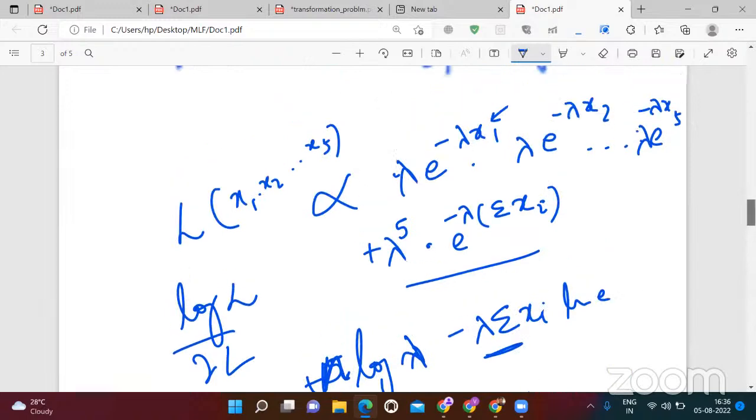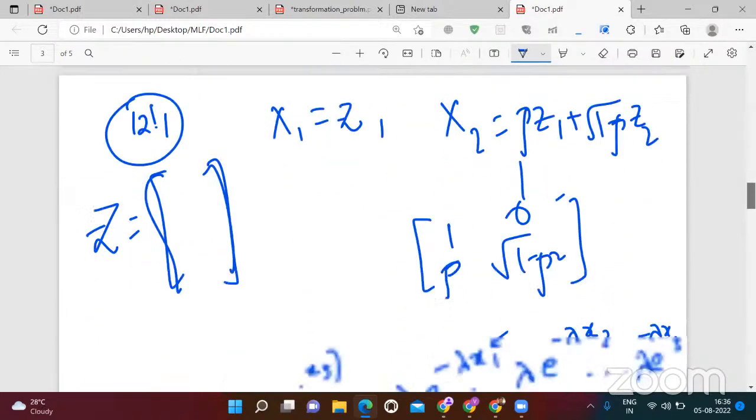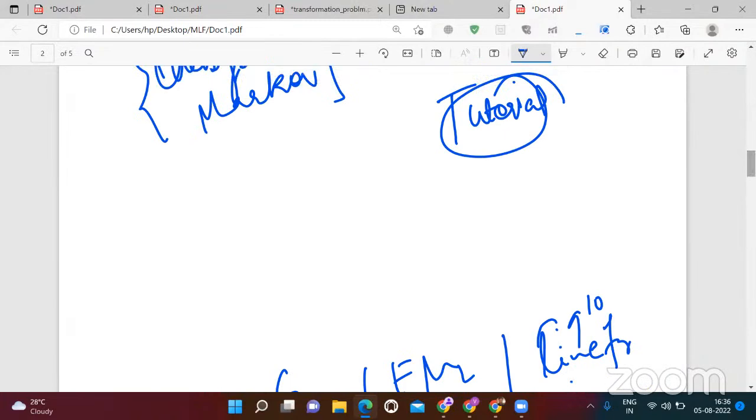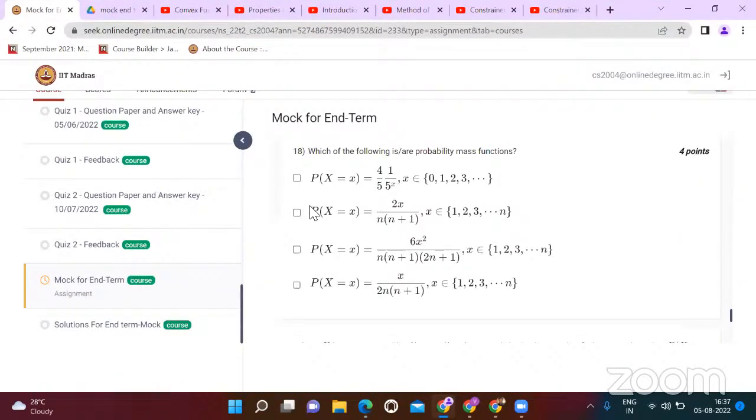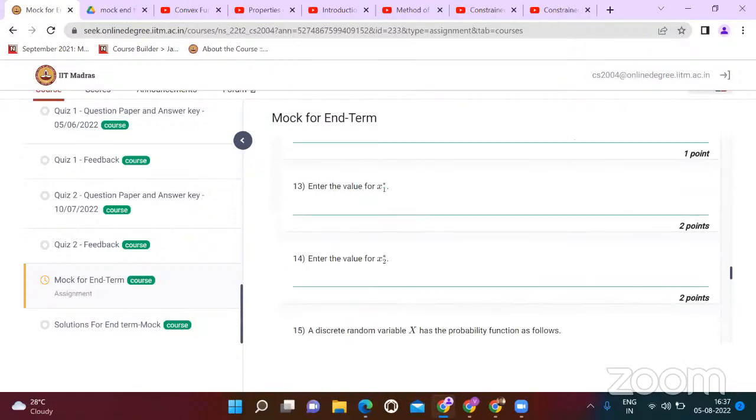So is there any problem from anyone? Yeah, sir, can we expect questions like mock 9 and 10, sir? Mock 9? Yes, sir. Where is mock question number 9? Yes, sir, question number 9 and 10.